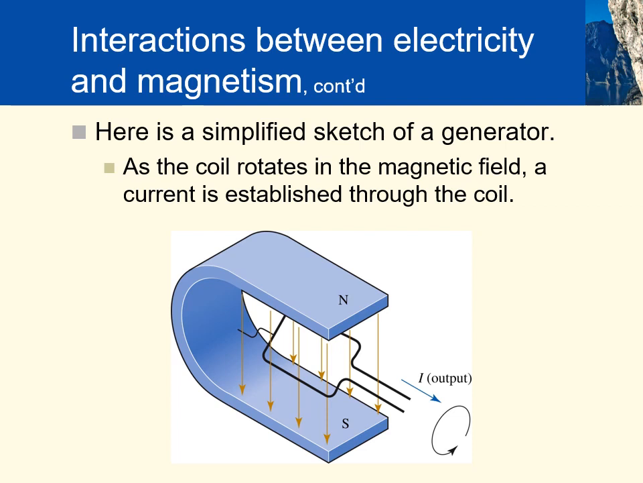This is the generator, which is based on the third observation. Here we have a coil, and this coil is inside a magnetic field. Once this coil starts to rotate inside this magnetic field, a current will be produced through this coil.